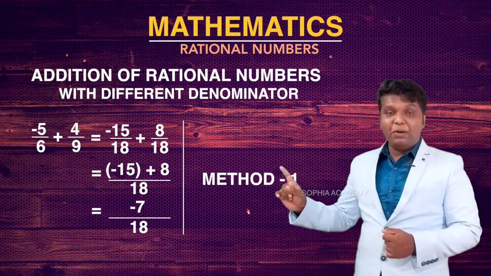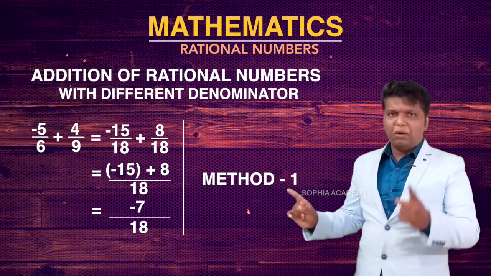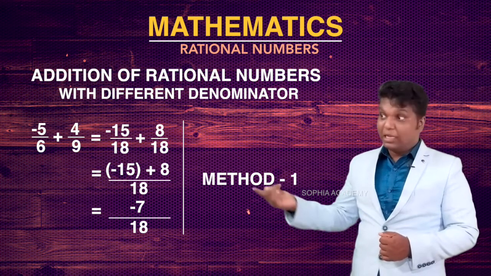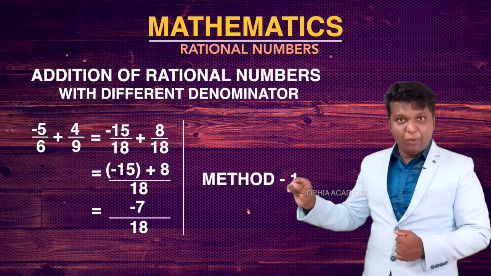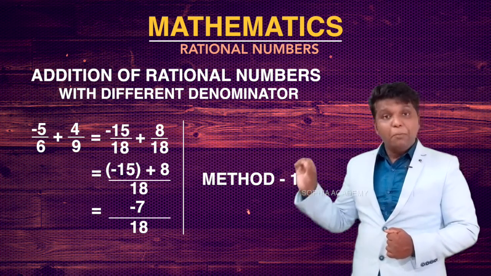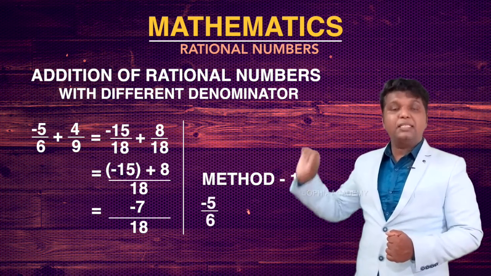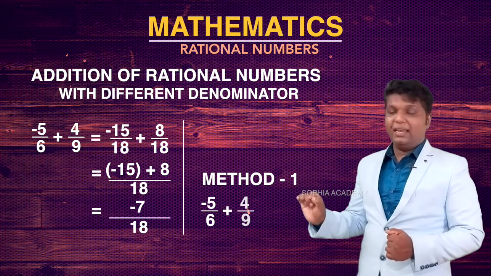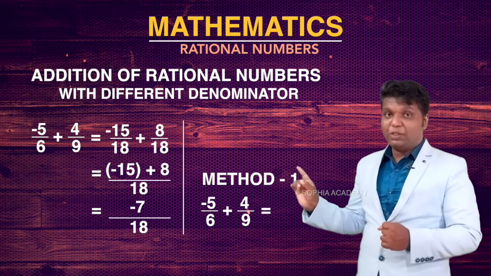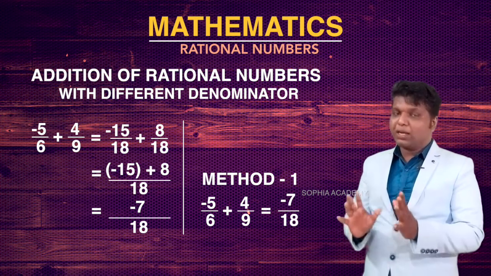One more thing to remember, here we actually wrote minus 15 by 18 plus 8 by 18, but was that your question? No, that's why again you have to write therefore. Actually what is this minus 15 by 18? It is minus 5 by 6. So we will write therefore minus 5 by 6 plus 4 by 9 is equal to, what is the answer which you got right now? Minus 7 by 18. Clear? Like that you have to conclude them.